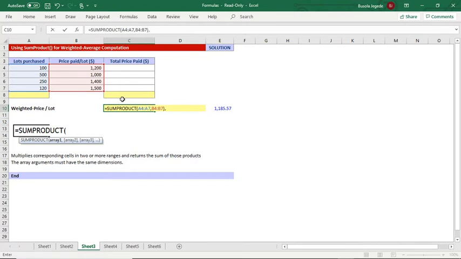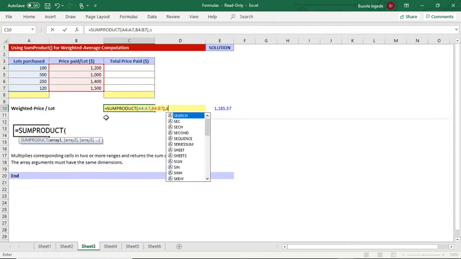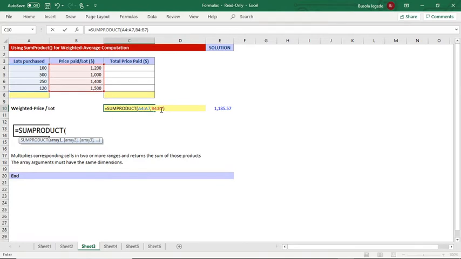So now we need to divide it by this. And we know that this cell should contain the sum of this array. So what we'll do is, just after this first SUMPRODUCT formula, you divide it by the sum of this array. That's the number of lots purchased. Voila, we have our weighted price per lot. Now let's move on to sheet 4, Control Page Down.